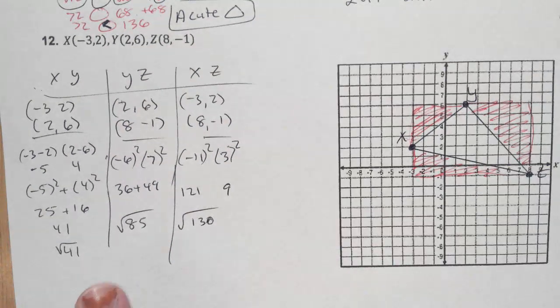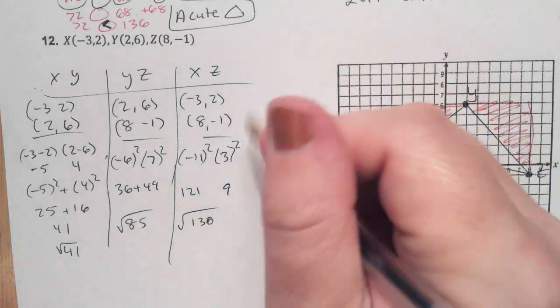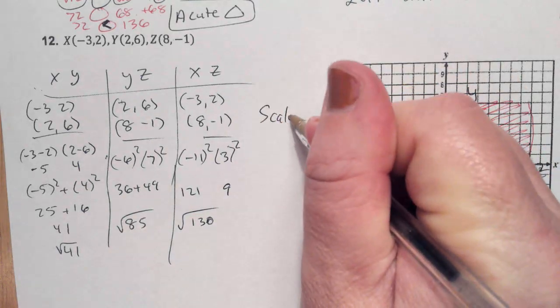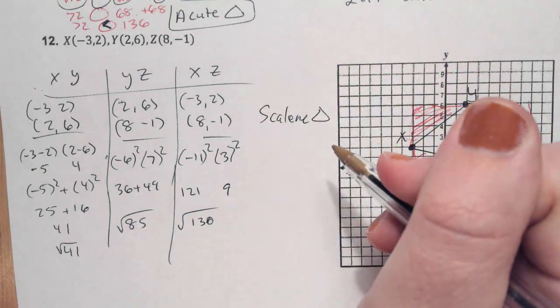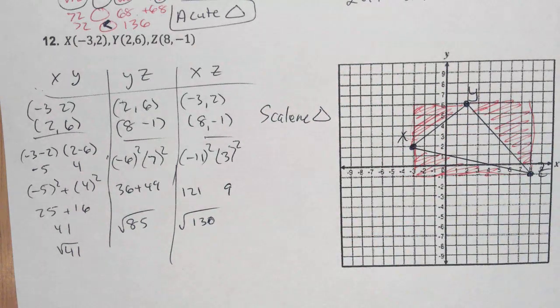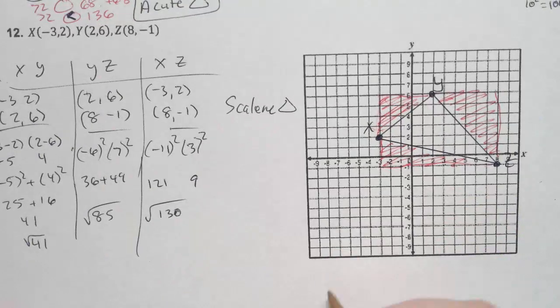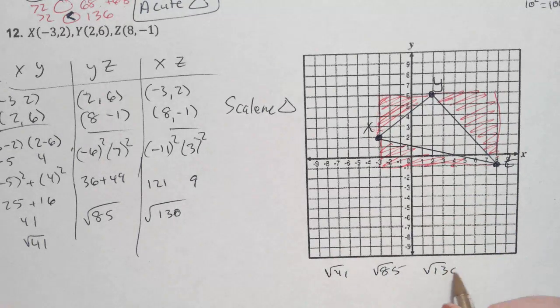Okay, so now notice that all of these are different. All of them were different. So I feel really good about this. This would definitely be a scalene triangle because all of them were different. Okay, now if they asked us to go a step further and make it pretty, I'm going to do that over here. Square root of 41, square root of 85, and square root of 130.